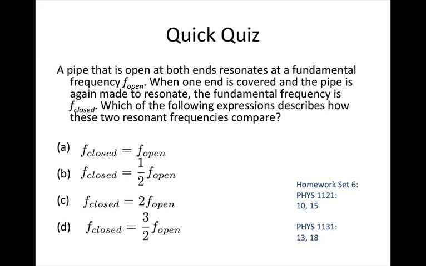Okay, a quick quiz. A pipe that is open at both ends resonates at a fundamental frequency f open. When one end is covered and the pipe is again made to resonate, the fundamental frequency is now f closed. Which of the following expressions describes how these two resonant frequencies compare? A, f closed is equal to f open. B, f closed is equal to a half f open. C, f closed is equal to 2 f open. Or D, f closed is equal to 3/2 f open.